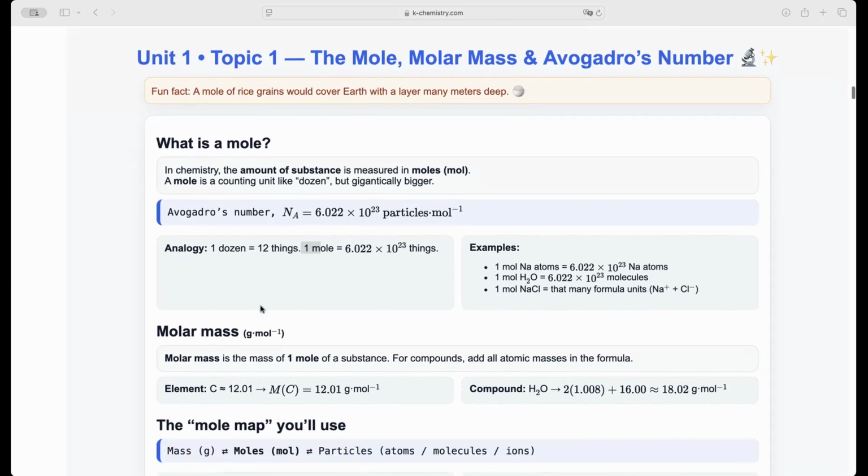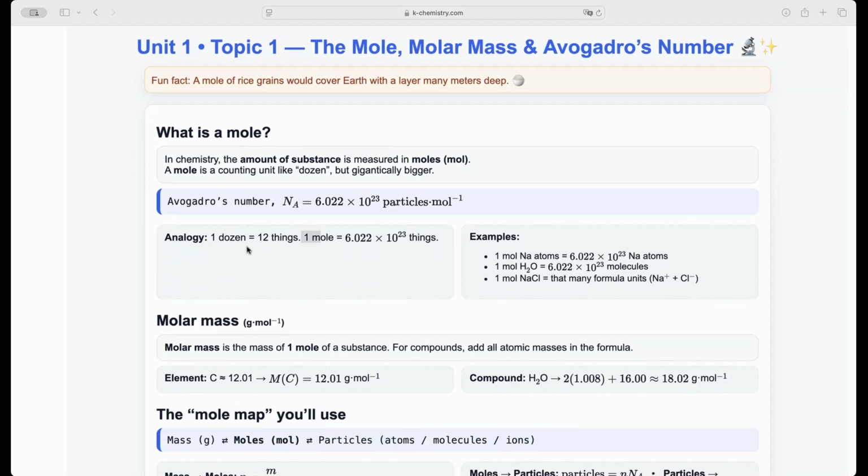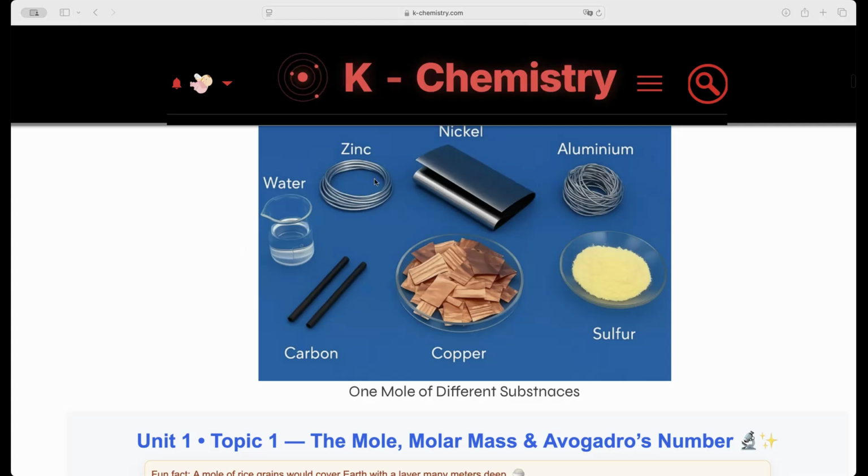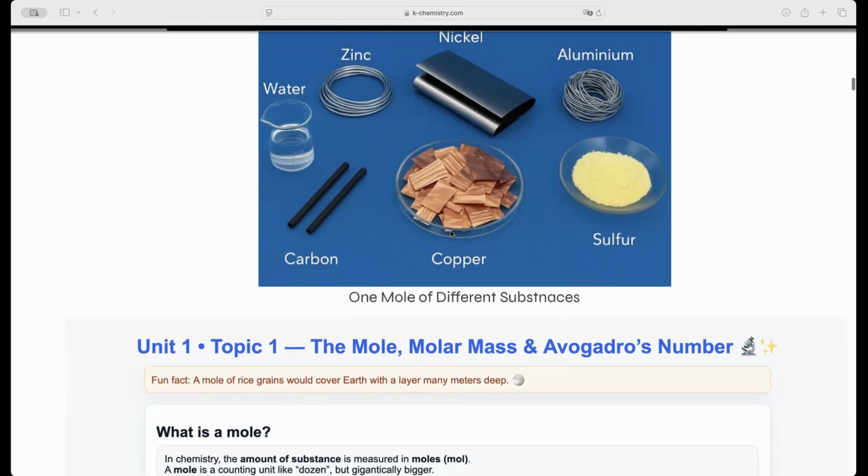What about the molar mass? We have seen the mole. So this is a mole of zinc. This means that this mole contains a number of atoms of zinc equivalent to 6.02 times 10 to the power of 23 atoms of zinc, molecules of water here, zinc, nickel, aluminum, sulfur. So every one in this picture contains this big amount of atoms.